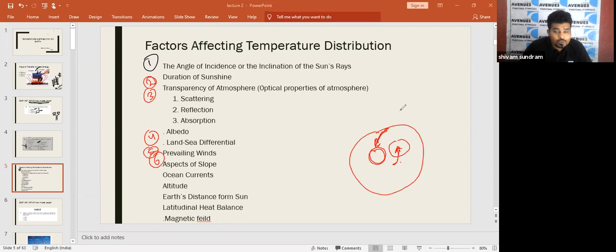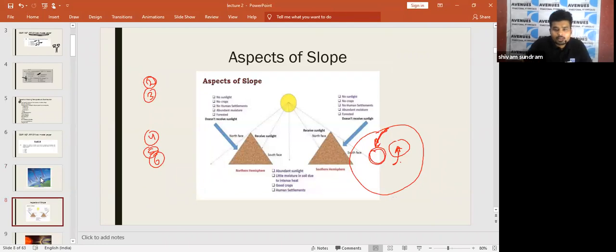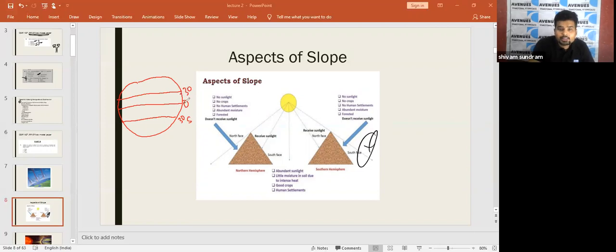Now, aspect of slope. Okay, aspect of slope. So for that, I have a very good figure. Let's see this. Okay, so let's erase it. So this is our Earth. Okay, this is the equator, 0 degree. This is 30 degree north and 30 degree south. Now somewhere here we have 23 and a half degree, north and south. Now we know that our Earth is tilted by 23 and a half.